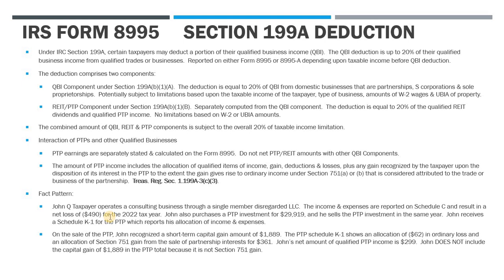Now, in addition to that, John also purchases a PTP investment for roughly $29,000, and he sells it the same year.